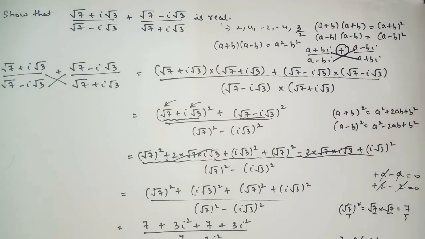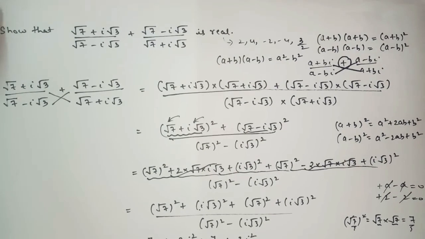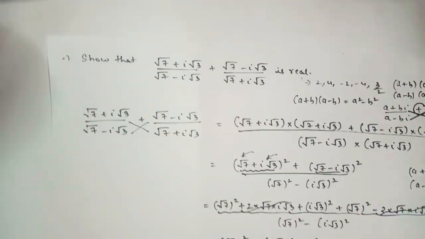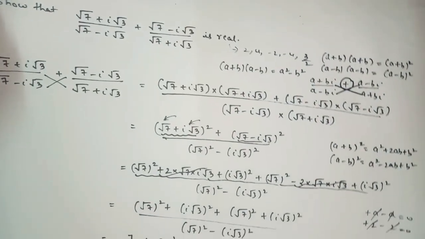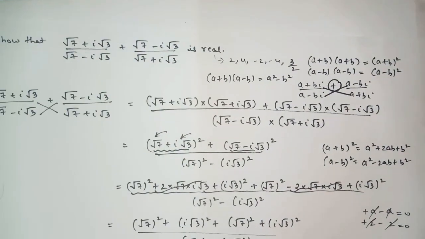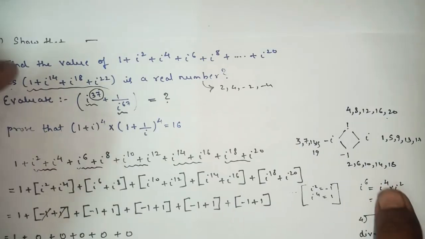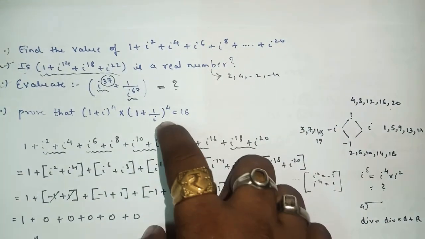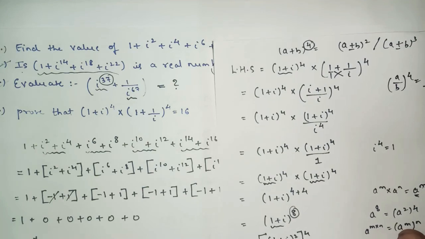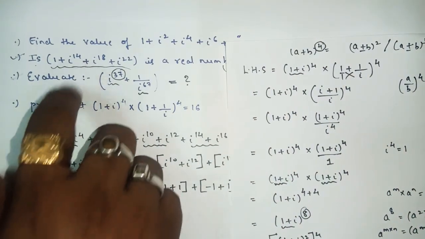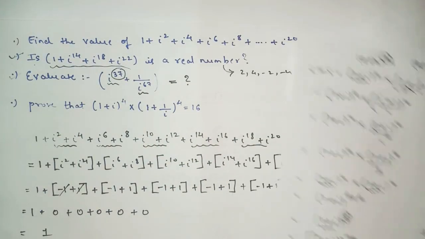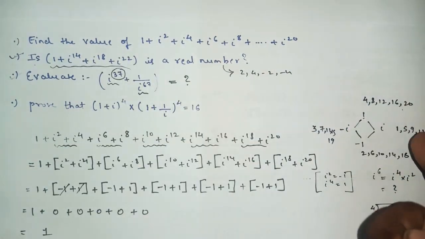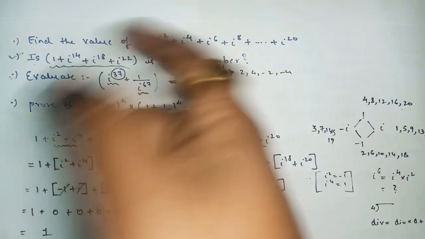So I hope you all understood this sum also. In this lecture we saw how to find the value. The first and the last part we saw, yes or no. As I told you all, solve the second and the third one by yourself. Simply what you will do is replace the value of i raised to 14, 18 and 22 by using this method, or just by breaking the number.